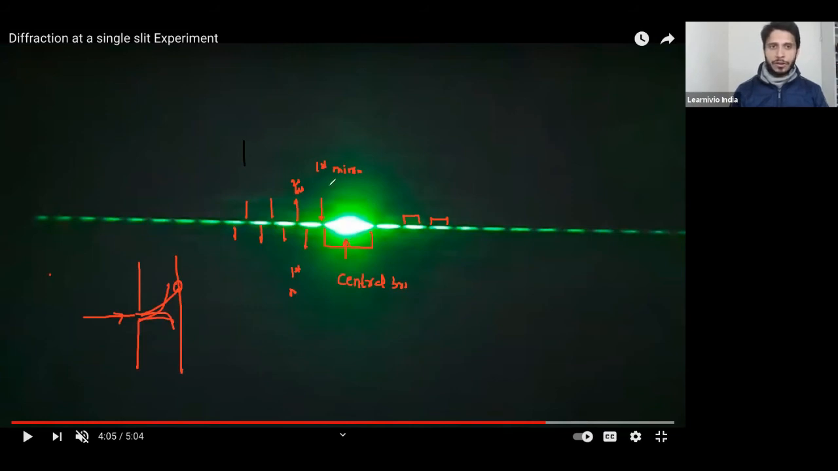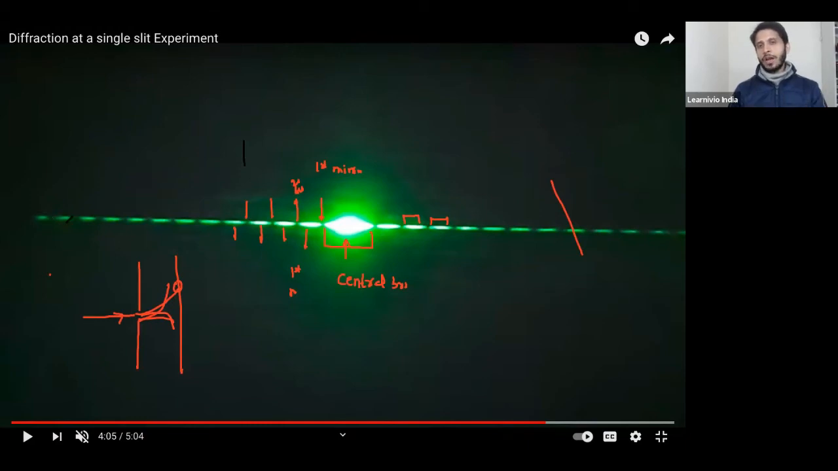Then just after the central bright fringe, this is the first minima. This is the central maxima, then first minima, then first maxima, then second minima, then second maxima, and so on. The fringe widths are different. The width of the central bright fringe is maximum. It's very wide. Then the width of the other bright fringes keeps on decreasing. One more thing, the central bright fringe is very bright. Its intensity is very high as compared to the intensity of other fringes.